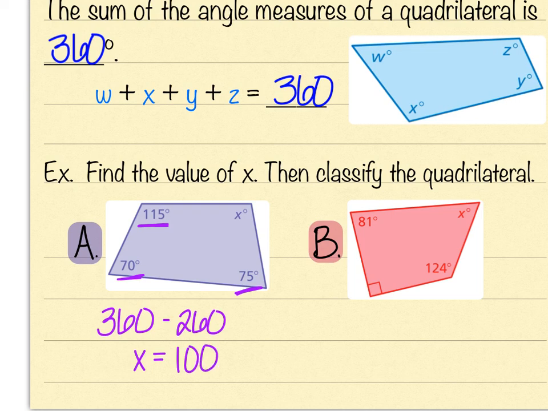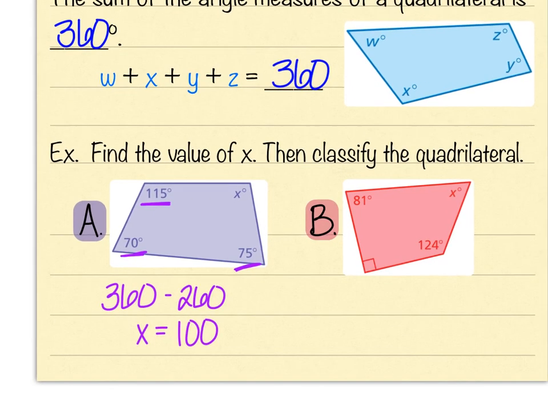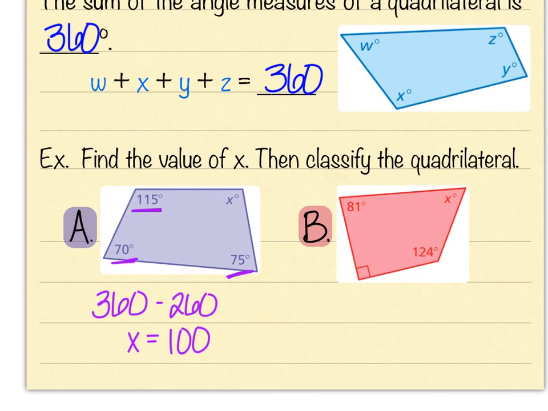And then it wants me to classify the quadrilateral. Well, in this case, I don't have any sides that are parallel to each other. So I know it's not a trapezoid. I also know it's not a parallelogram. But a kite, which is the other option, means that the adjacent sides have to be equal, and that's not the case here. So I don't really have a special name for this one. I'm just going to call this one a quadrilateral. There isn't any special name for this one.